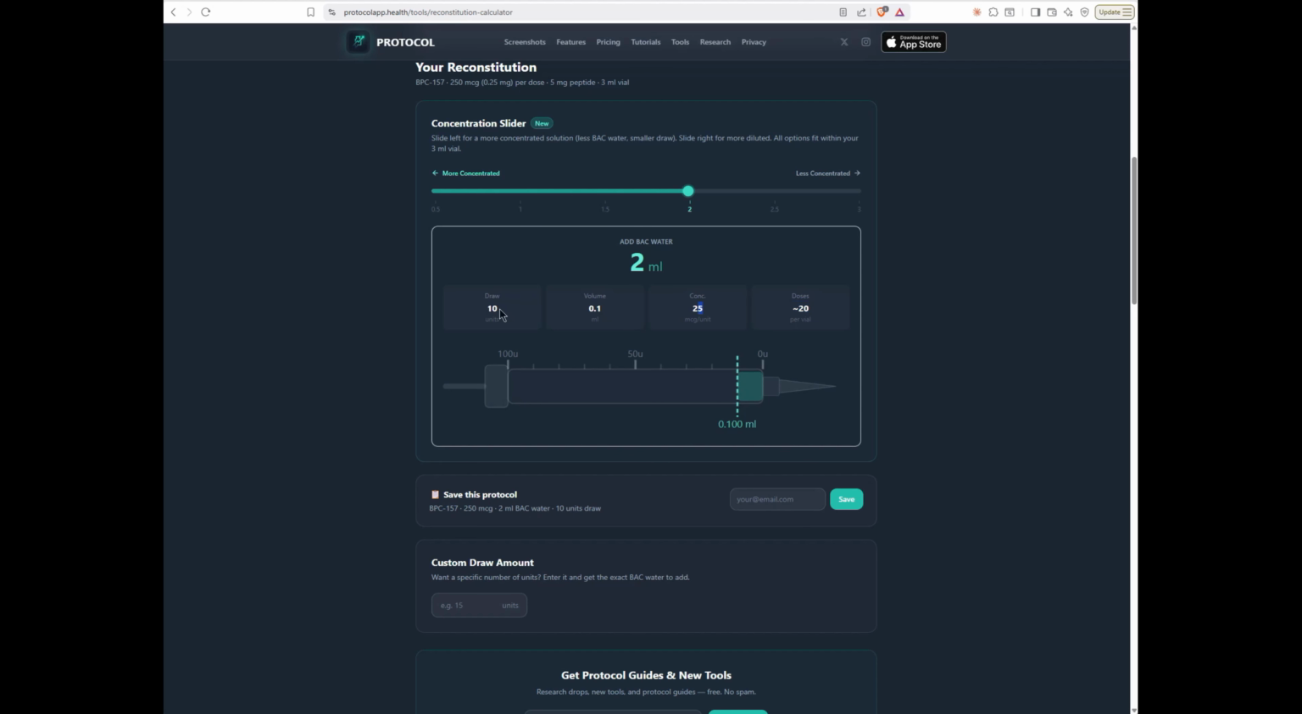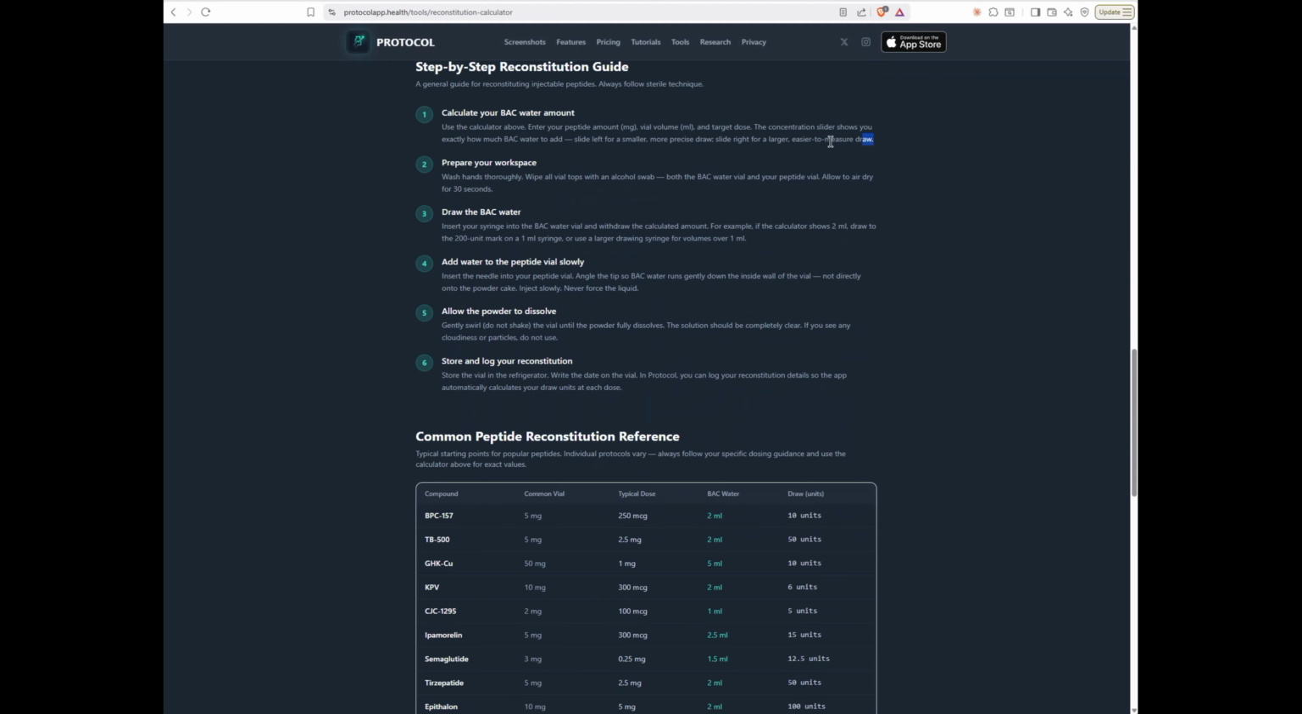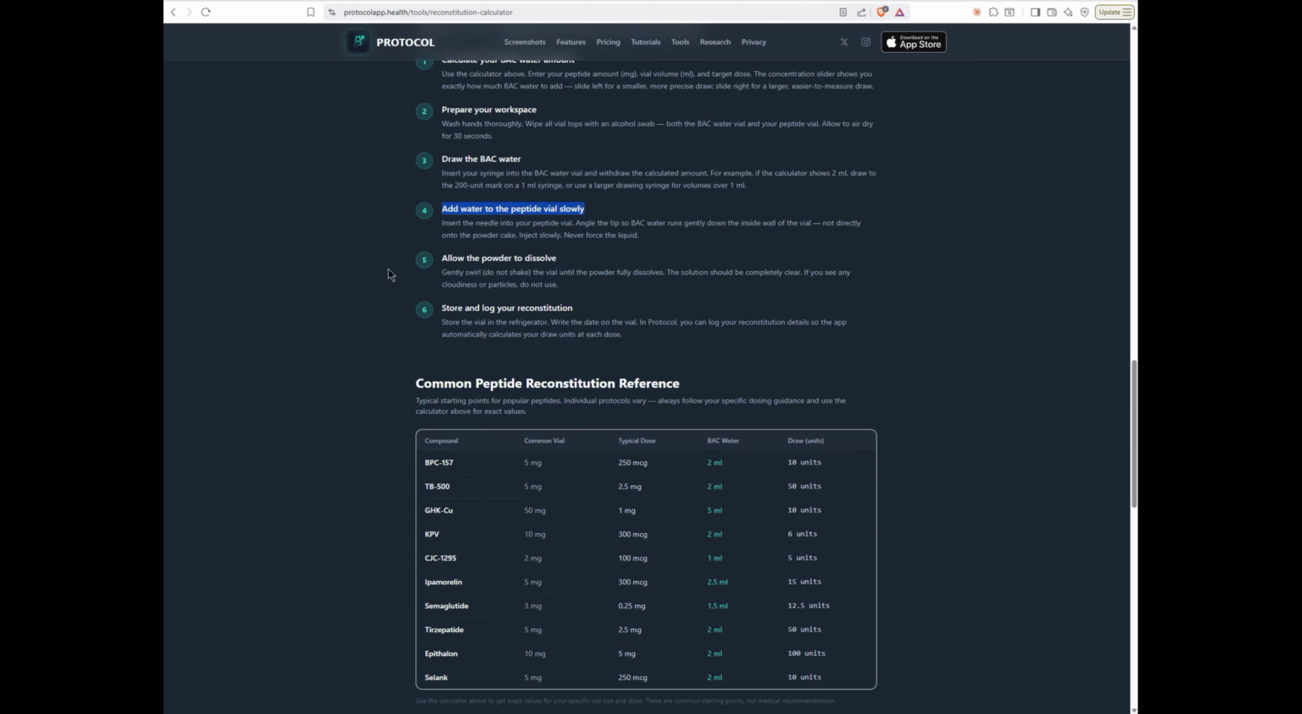We've included a complete step-by-step reconstitution guide so you have everything you need in one place. Step 1. Calculate your bacteriostatic water amount using the slider above. Step 2. Clean your workspace and wipe both vials with an alcohol swab. Step 3. Draw the BAC water into your syringe. Step 4. Add it to the peptide vial slowly. Angle the needle so the water runs down the inside wall. Never inject directly onto the powder cake.